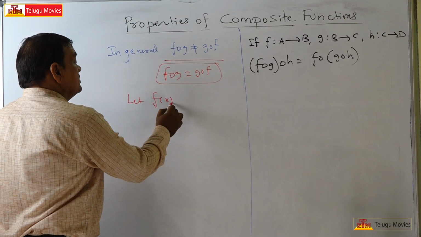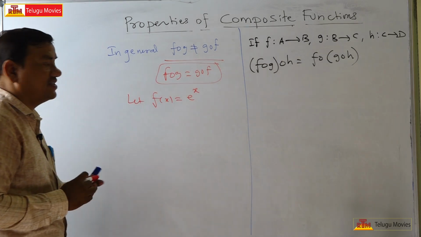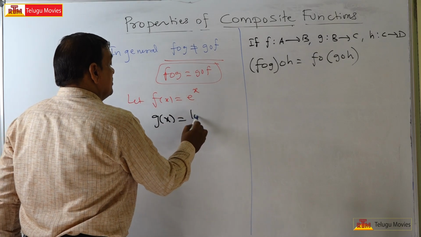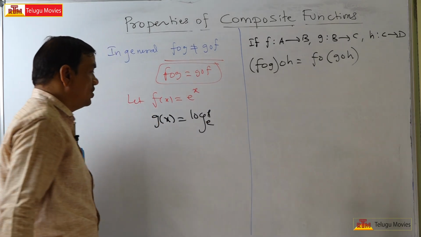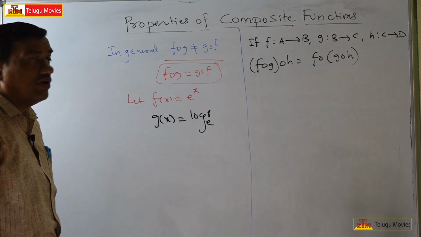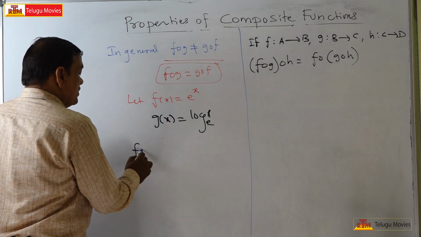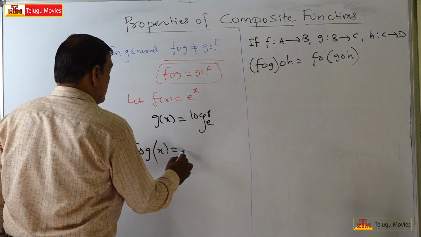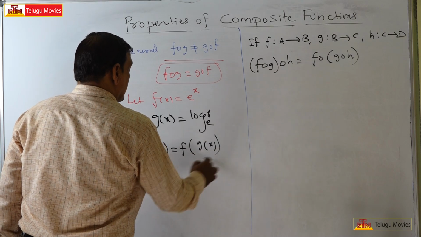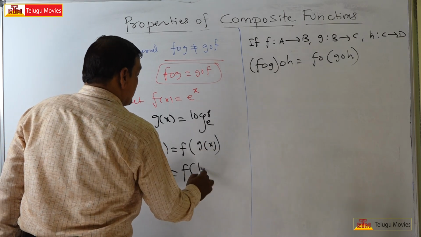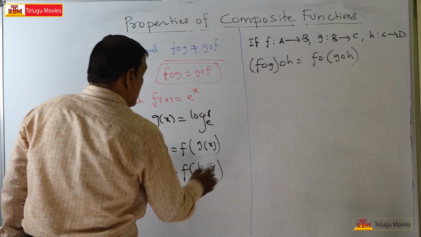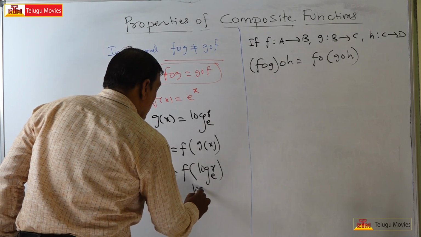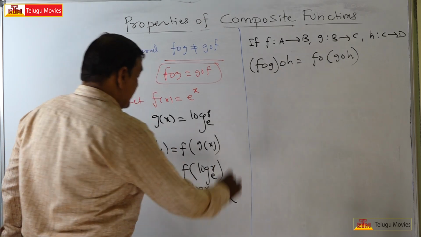Let f of x be the function e power x. Let g of x be the function log x to the base e. Let us find out f circle g and g circle f. So f circle g of x is equal to f of g of x. By definition, g of x means log x to the base e. F of log x to the base e is nothing but e to the power of log x to the base e, which is nothing but x.